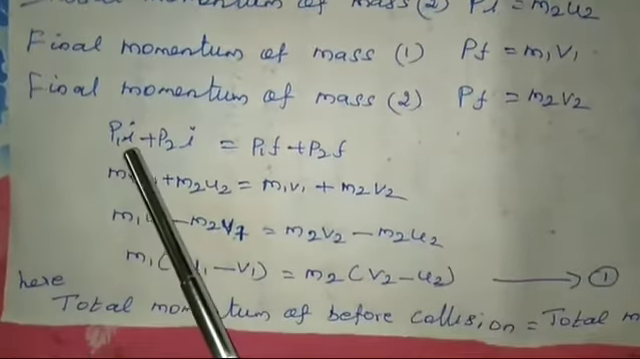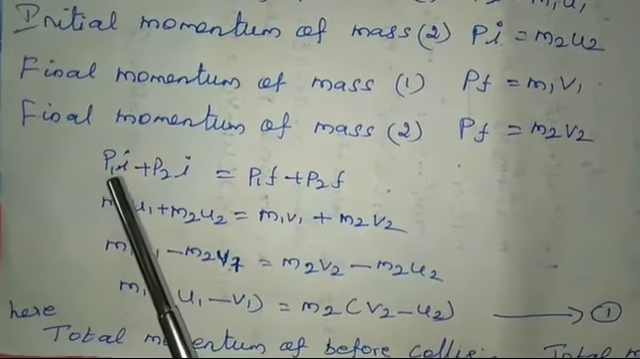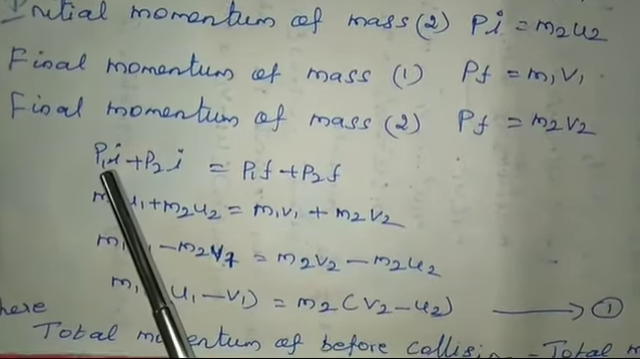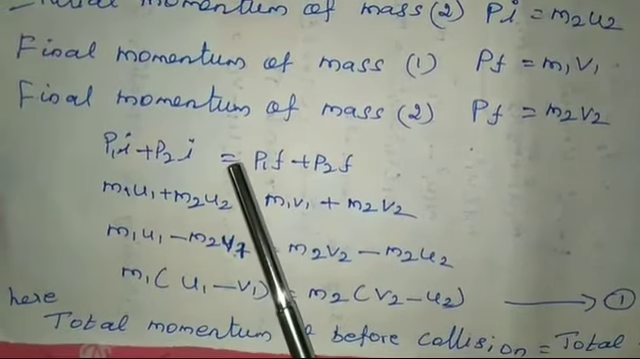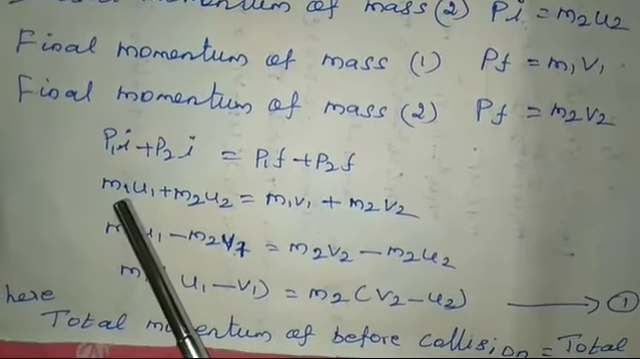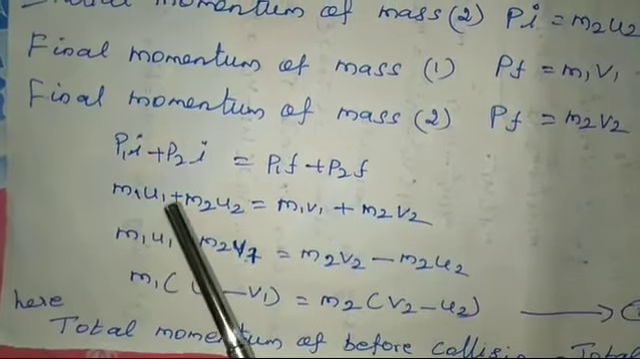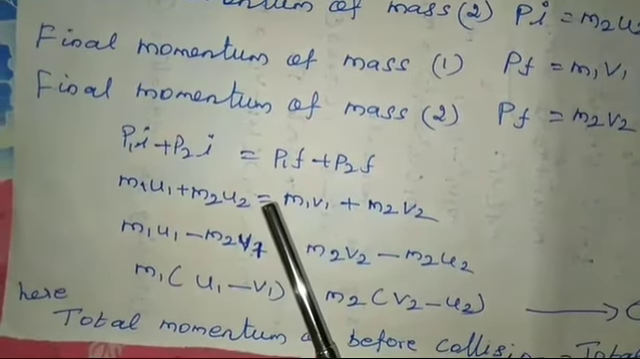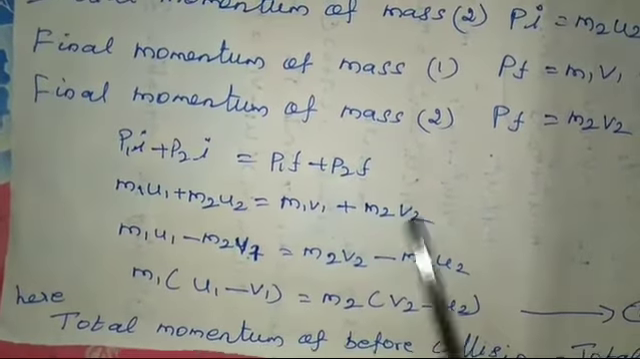So here, before the collision is equal to after the collision. So initial momentum 1 plus initial momentum 2 is equal to final momentum 1 plus final momentum 2. Okay, substitute the values: m1 u1 plus m2 u2 is equal to m1 v1 plus m2 v2.